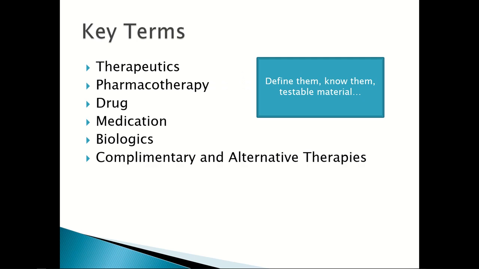Some of the key terms here that come out of this textbook, this particular chapter, these are the key terms that you need to learn and to put into your head, because we're going to be running back and forth with these terms all the time. What does the word therapeutics mean? What does pharmacotherapy mean? What's the difference between a drug and a medication? I thought they were the same thing. This is all good stuff that you need to put into your brain.